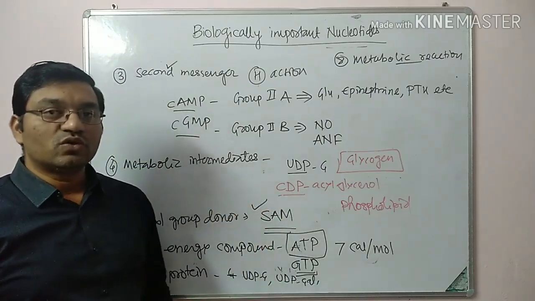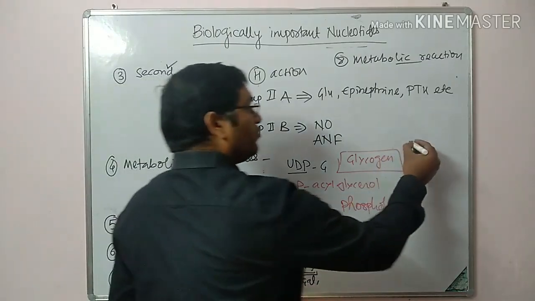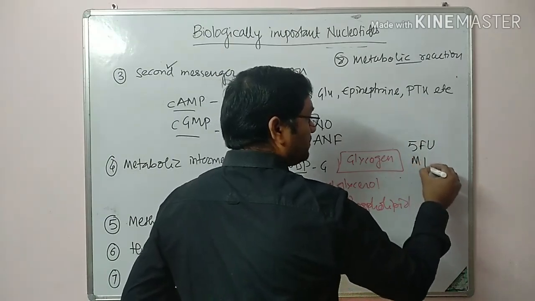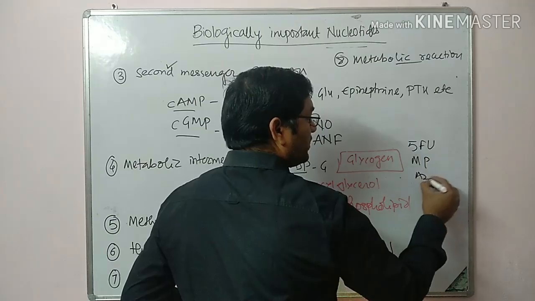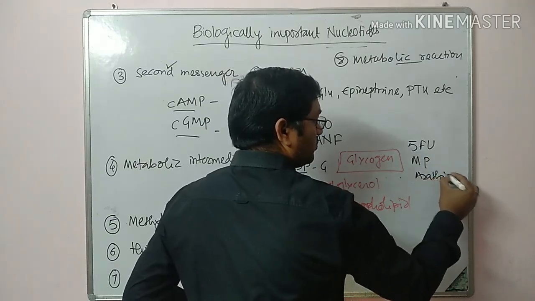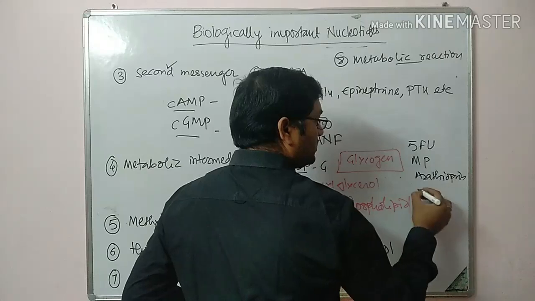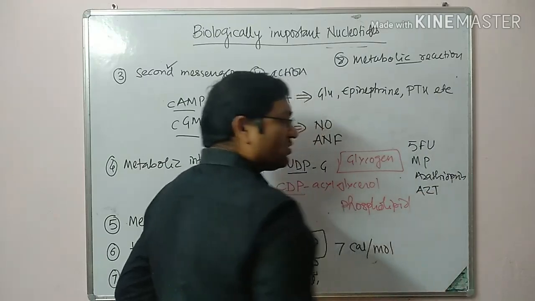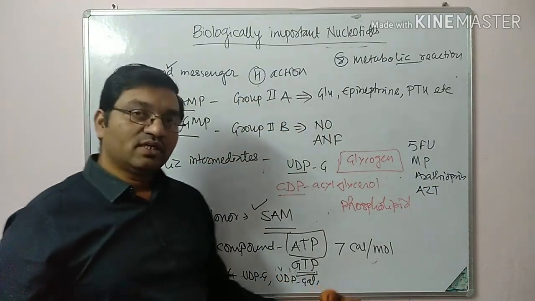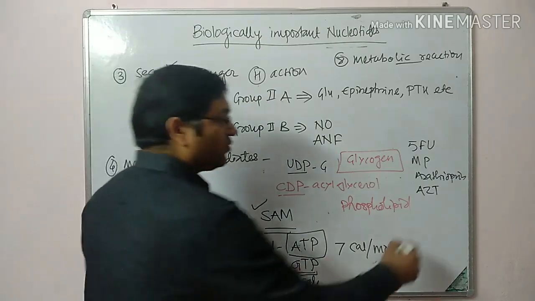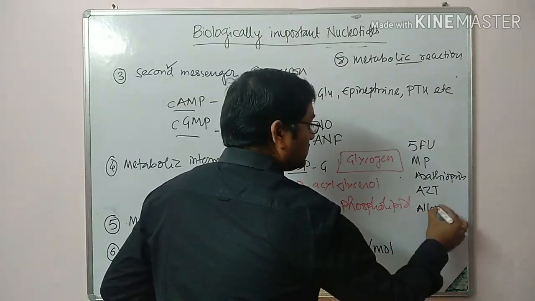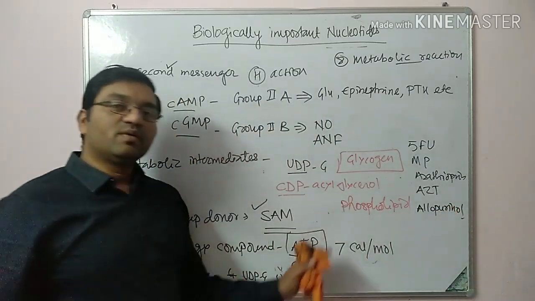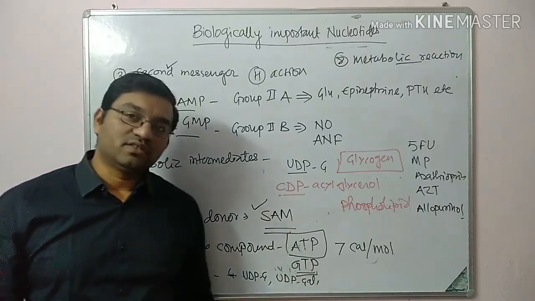Some synthetic nucleotides are 5-fluorouracil, mercaptopurine, azathioprine, AZT, dideoxyadenosine, allopurinol. These are the synthetic nucleotides. So these are some important nucleotides and their functions.